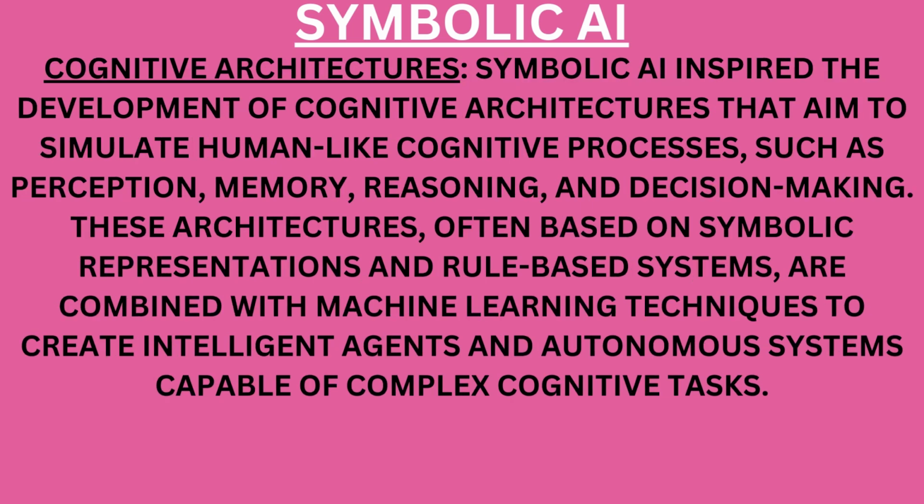Cognitive architectures. Symbolic artificial intelligence inspired the development of cognitive architectures that aim to simulate human-like cognitive processes such as perception, memory, reasoning, and decision-making. These architectures, often based on symbolic representations and rule-based systems, are combined with machine learning techniques to create intelligent agents and autonomous systems capable of complex cognitive tasks.